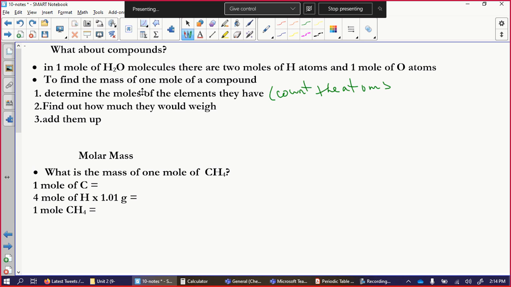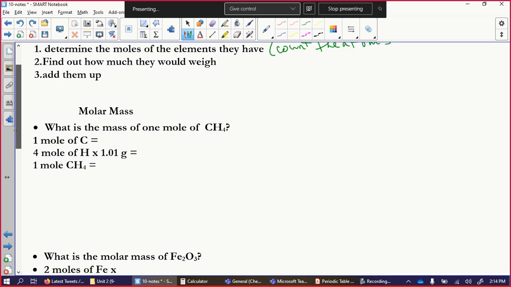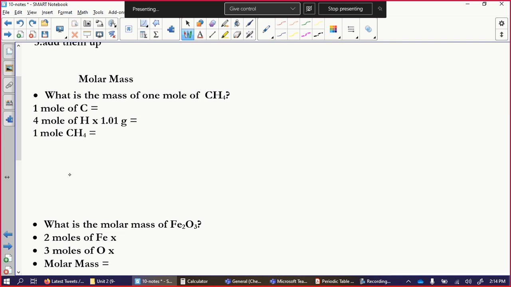Well, I have 2 moles of hydrogen. I have 1 mole of oxygen. I have this, that, or the other. Find out how much each one weighs and then add them up. So we call this molar mass, and it's the mass of 1 mole. It's got nothing to do with teeth.